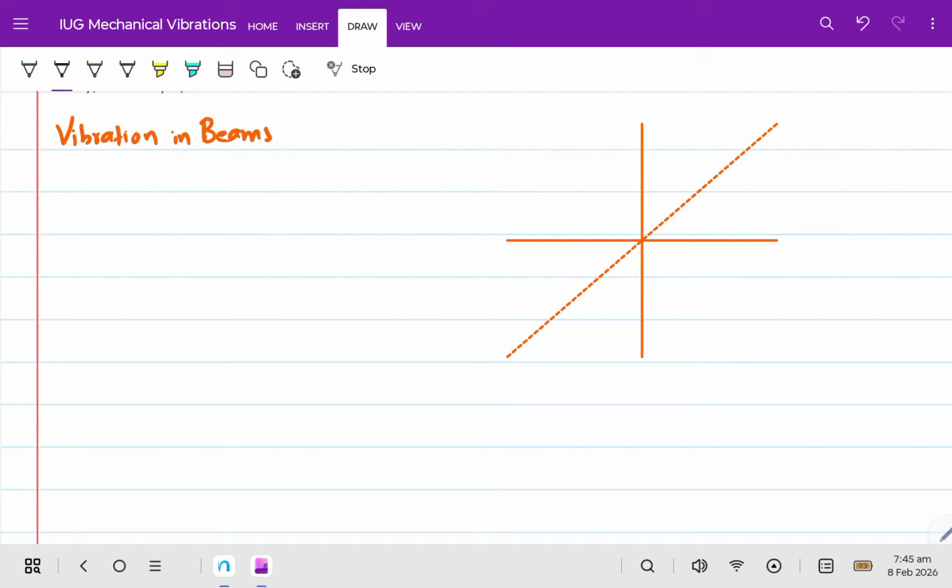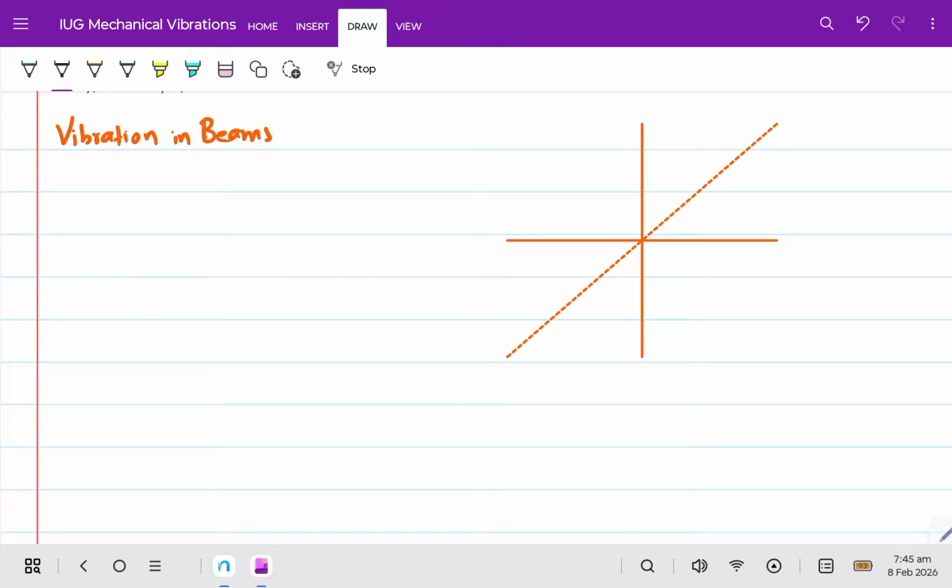Welcome to this last session of our course Mechanical Vibrations, and today we are going to discuss vibration in beams. In the last lecture we discussed vibration in strings. Both are cases of continuous vibration, but we study these two different natures of continuous vibration.